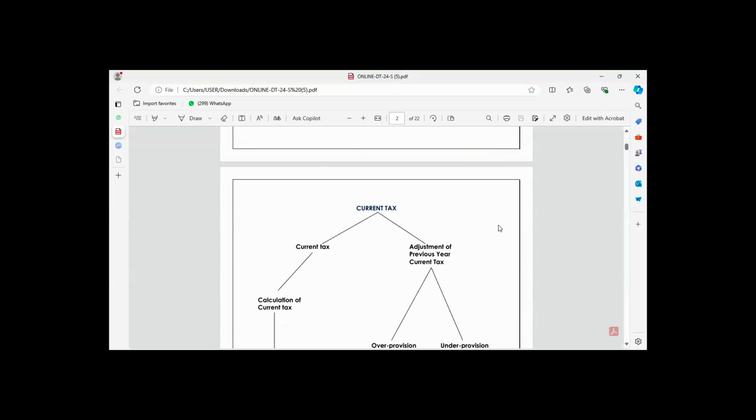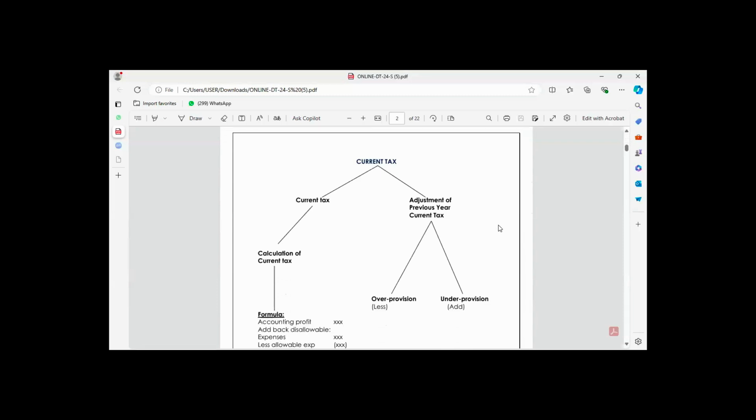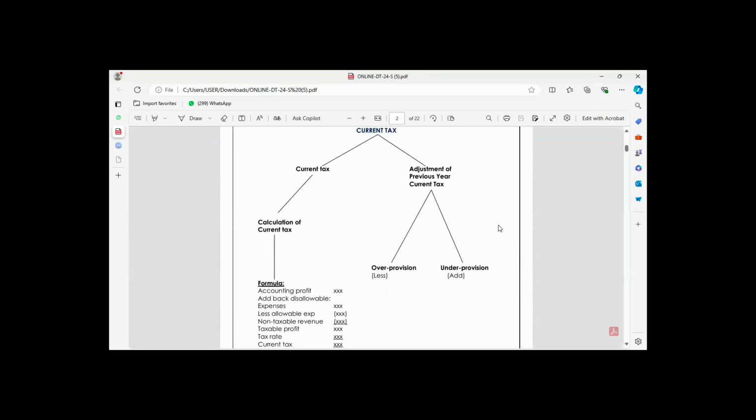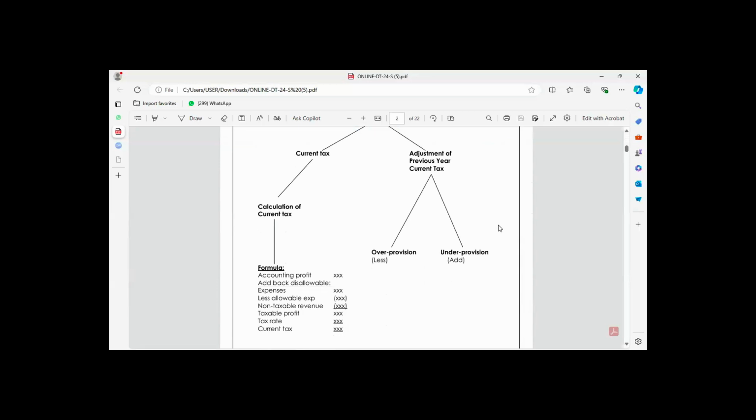Then current tax, how do we calculate it? I'll give you the formula. Accounting profit, add back disallowable expenses, less allowable expenses and non-taxable revenue to get taxable profit. I will now apply the tax rate, but it can be adjusted for over or under provision of the previous year. That is the current tax.